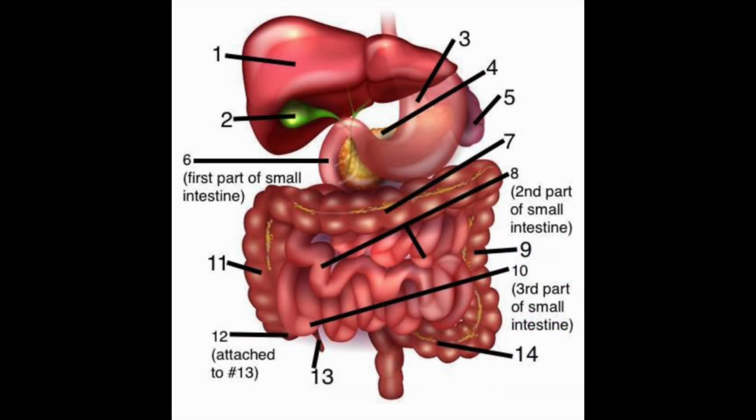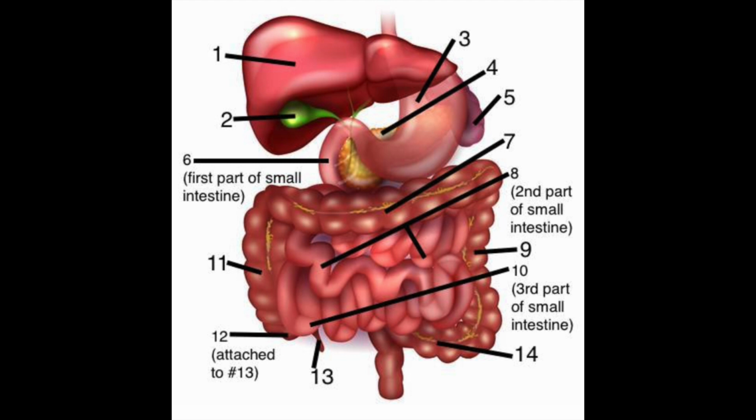In this image, number 1 is the liver, and the gallbladder is number 2 right underneath. Number 3 is the stomach, and number 4 is the pancreas tucked right behind the stomach. Number 5 is the spleen, and number 6 is the duodenum, the first part of the small intestine.